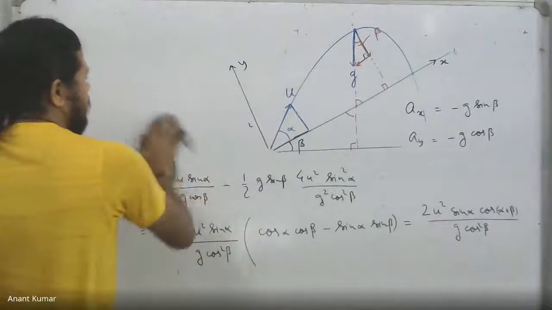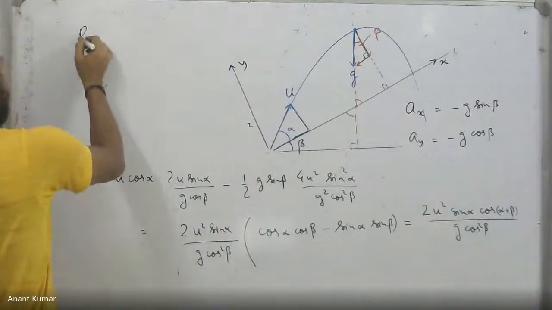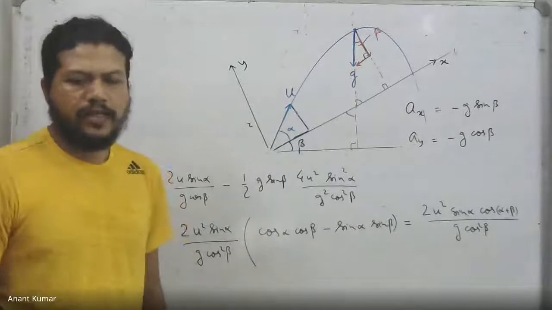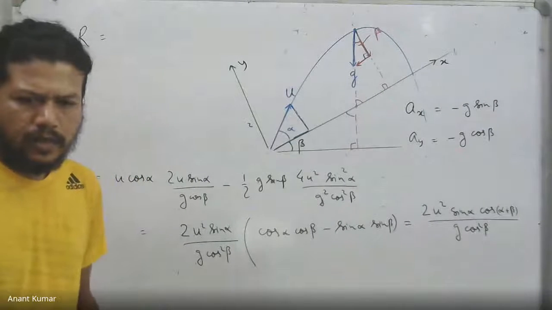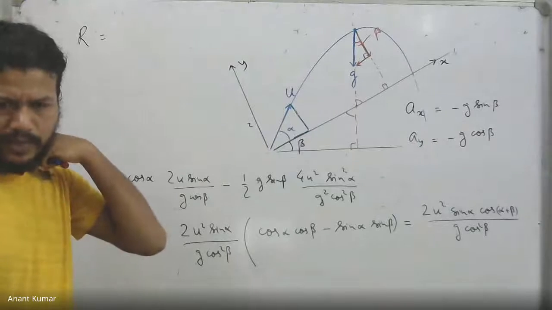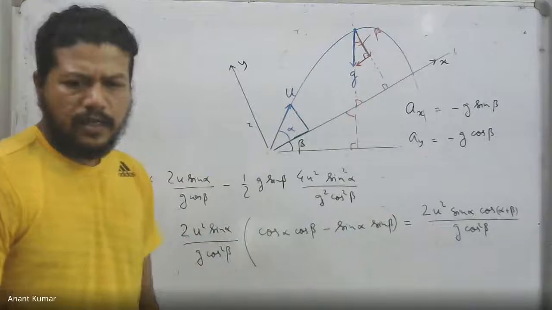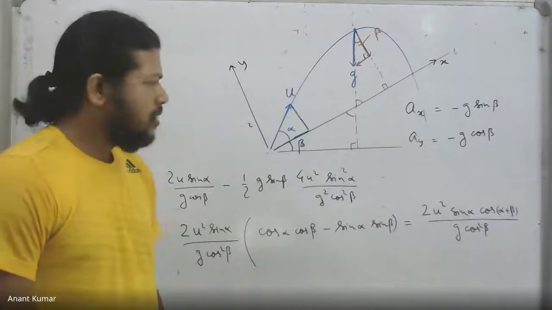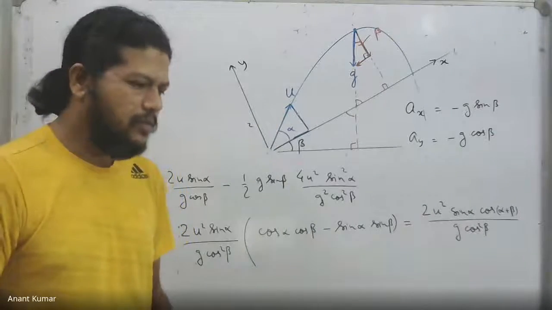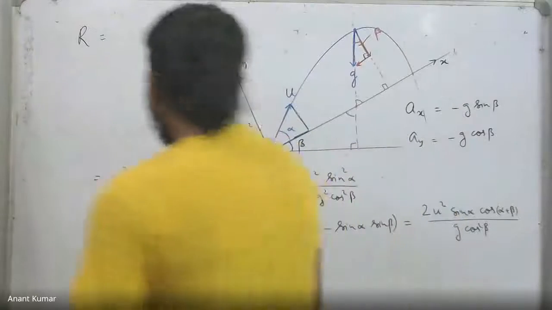We can do it this way. If we just look back at the range once again, the range is that formula. So we utilize the formula for 2 sine A cos B. 2 sine A cos B is what? That is nothing but sine A plus B plus sine A minus B. So I'm going to utilize this formula.